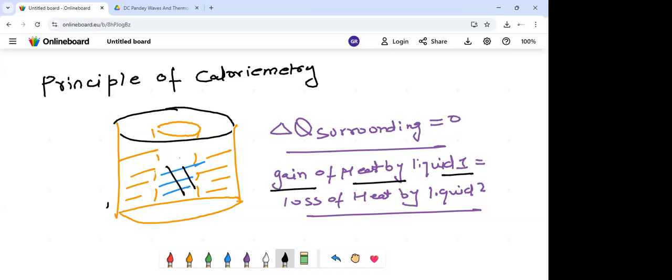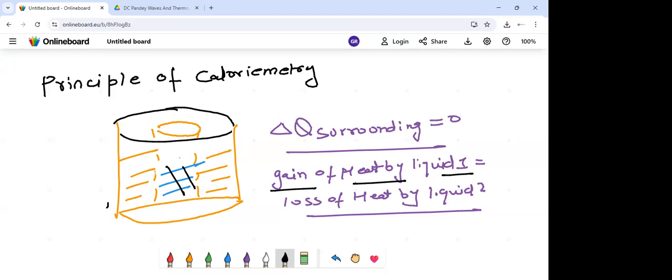So 0 means with the surrounding, the net exchange is 0. Yeah, with the surrounding, the exchange is 0. It means the surrounding is neither giving any heat nor taking any heat. Okay, all of you are clear?